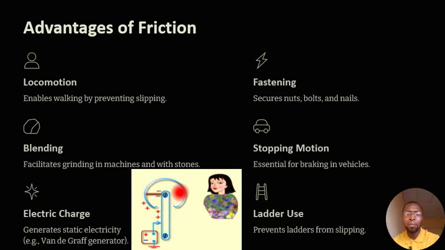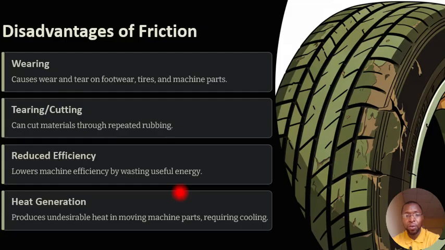So these are a few out of many applications, or advantages rather, of friction. Of course, whatsoever has advantage must surely have disadvantage. So then we are going to look at disadvantages of friction. Number one, friction unfortunately can cause wearing and tearing on footwear. Today now we have reason to change our footwear because of wearing and tearing. And this wearing and tearing is caused by friction.